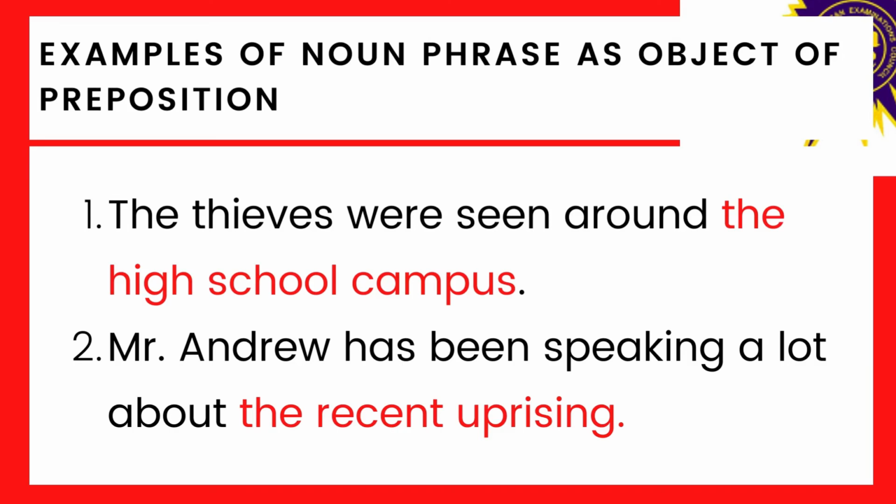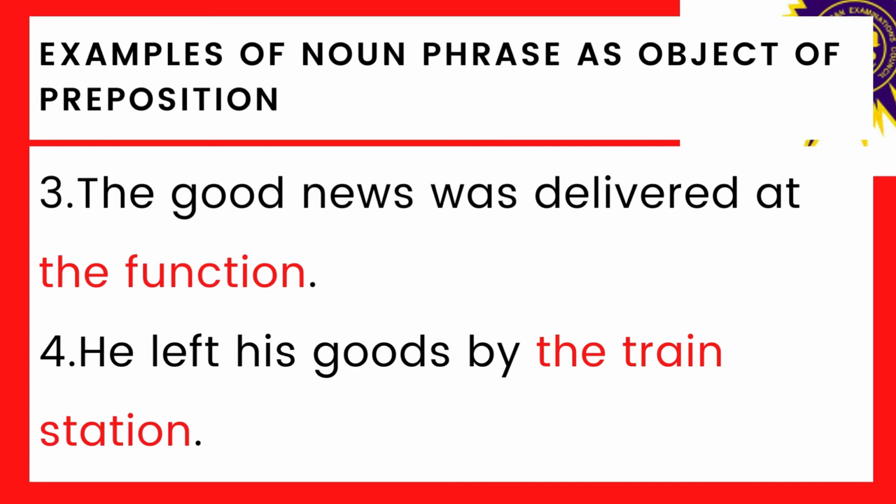For instance, Mr. Andrew has been speaking a lot about the recent uprising. The recent uprising is our noun phrase. Clearly, we see it coming after the preposition about. Its function would therefore be object of the preposition about. It is the same thing we will do to the last two, the general function being the noun phrase in our third example, coming after the preposition at, and the train station being the fourth of our noun phrase coming after the preposition by. These are functioning as objects of the preposition at and by, respectively.